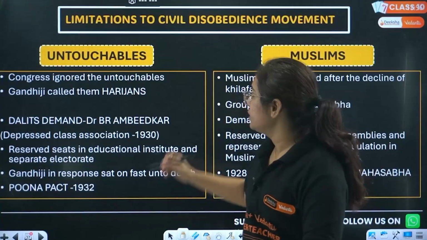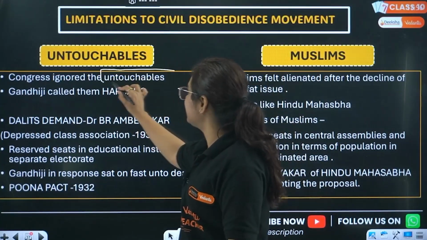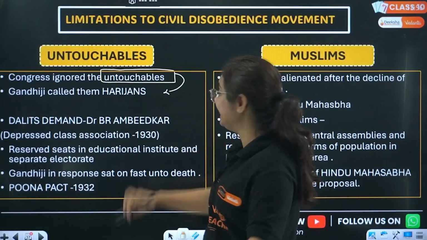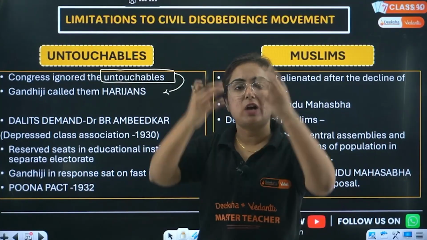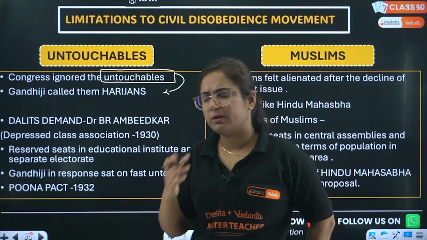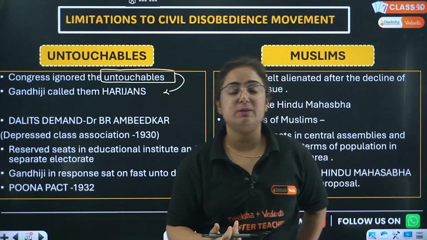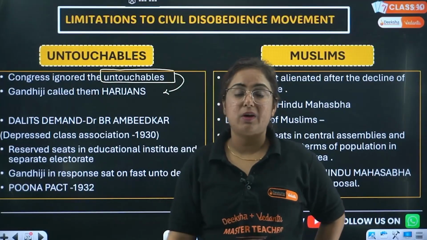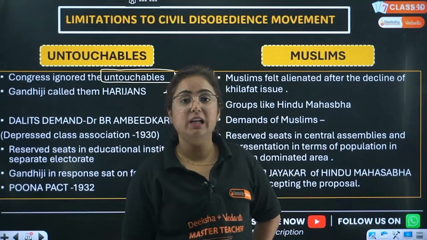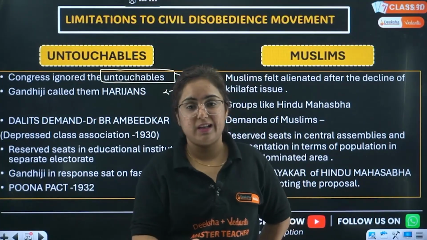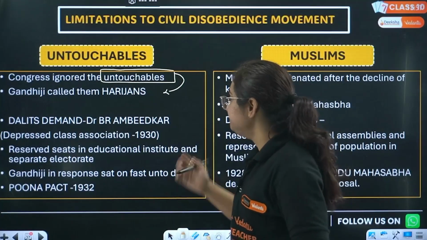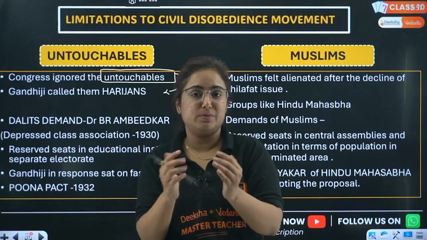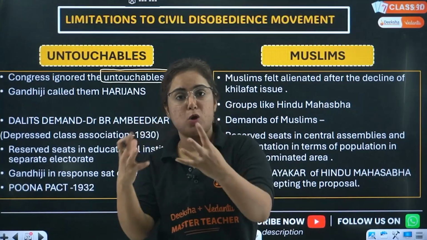But the Congress ignored untouchables for a long period of time. Here Gandhiji started calling them Harijan. Harijan means child of God. He wanted to bring them into mainstream society. Gandhiji said, why are we separating them as untouchables? Why are we not letting them into the freedom struggle when they are Hindus, right? So Gandhiji's demand was to bring the untouchables into the Hindu core society and align them with it.